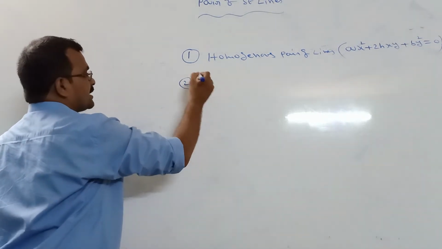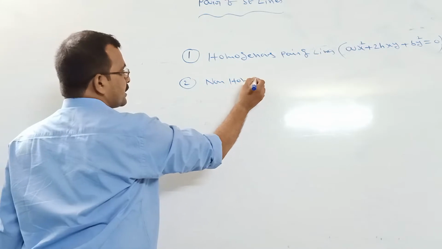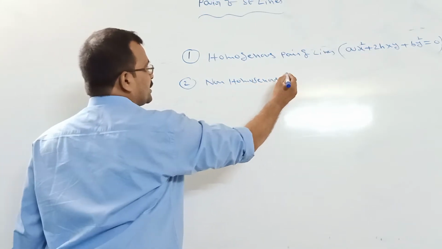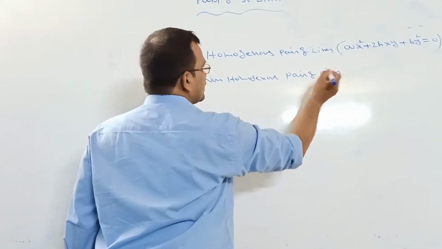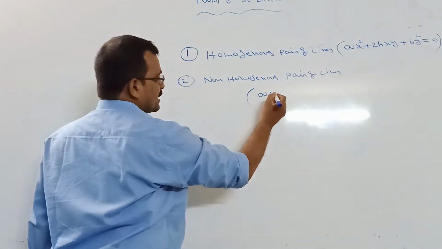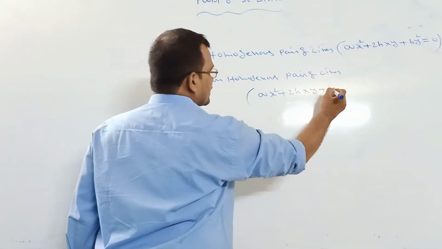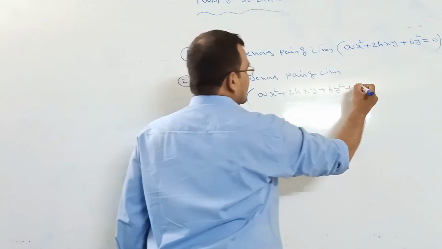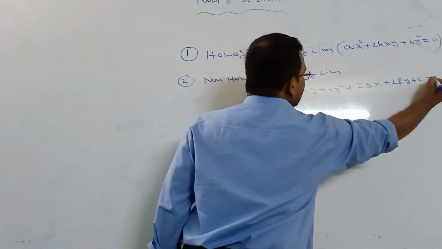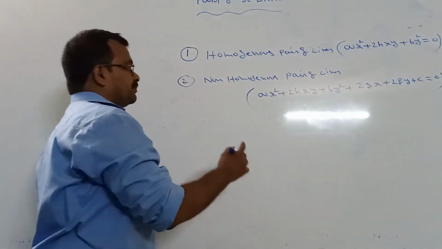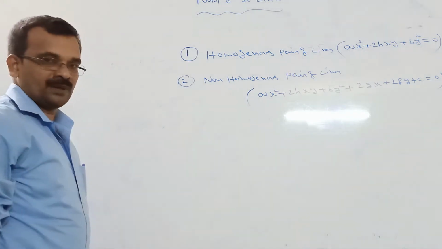The second one is non-homogeneous pair of lines. Its standard form is ax square plus 2hxy plus by square plus 2gx plus 2fy plus c equal to 0. So I will discuss some questions in both of them.